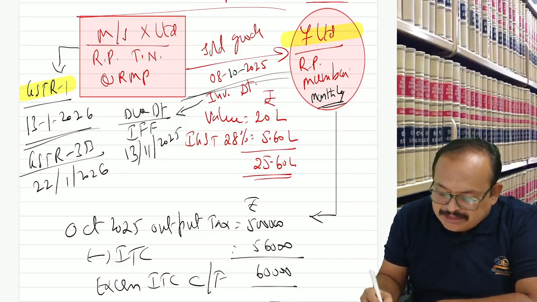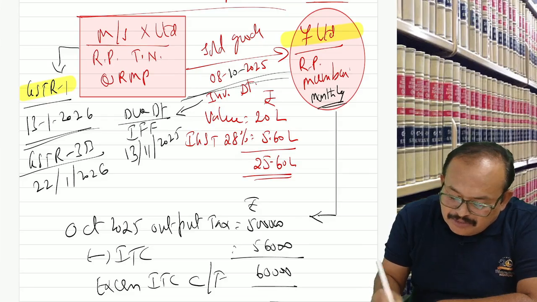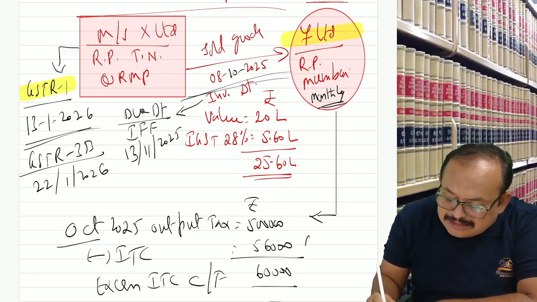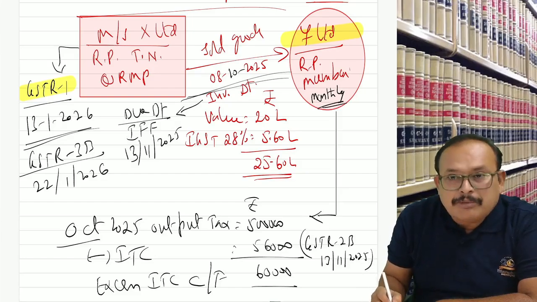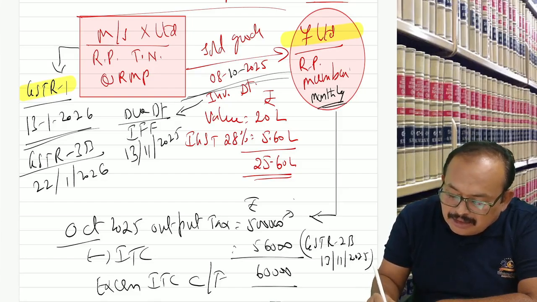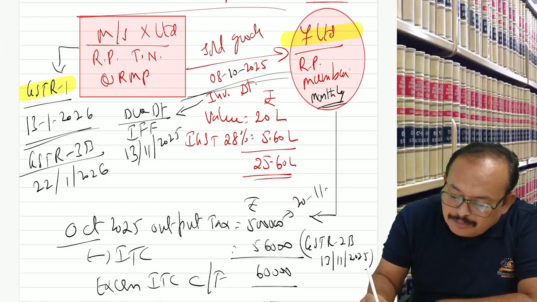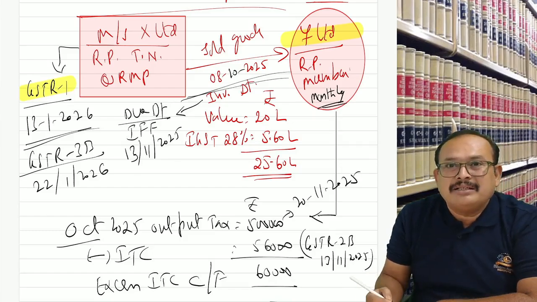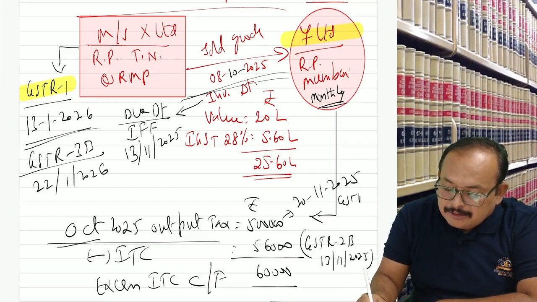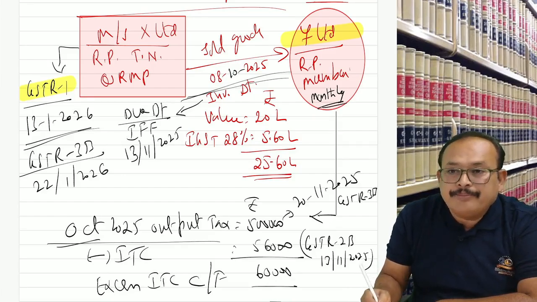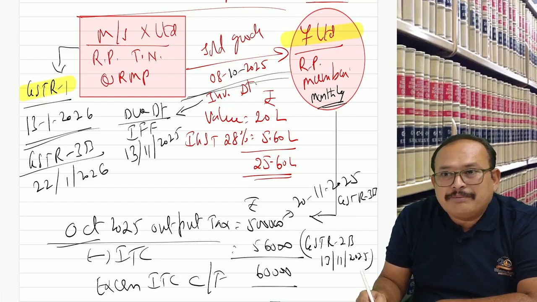The 5 lakh 60 rupees credit is allowed in the month of October, and the month's liability to pay is because it is reflecting in the GSTR 2B on what date? On 13th November 2025. Get my point? I am going to pay this when? On 20th November 2025, in GSTR 3B. Get my point, sir?